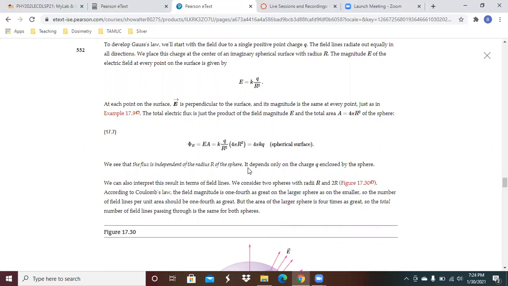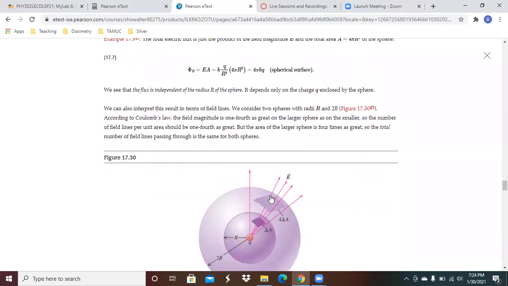And the total electric flux is just the product of the field magnitude and the total area, which we had looked at before. We know what the area is. We know what the electric field is. This is what it comes up with. So the flux is going to be independent of the radius of the sphere. Doesn't matter how big it is. It depends only on the amount of charge that's enclosed by the sphere.